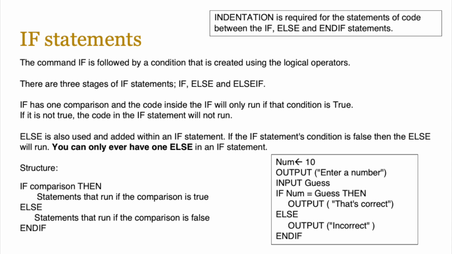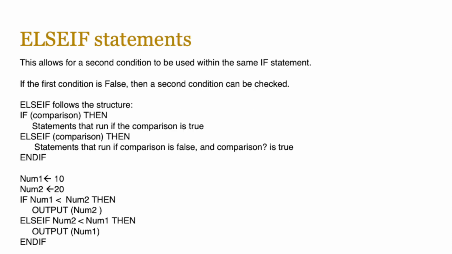Now there can only be one else statement in an if statement. So if you want to use other condition checks, then you would have to use the else if statement. Now this allows for a second or more conditions if the first condition, the if statement condition, is false. An example could be num1 is given the value 10, num2 is given the value 20. If num1 is less than num2, then we output num2. Else if num2 is less than num1, then we output num1.